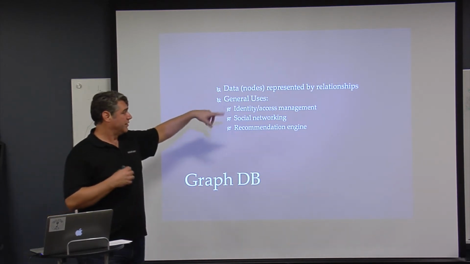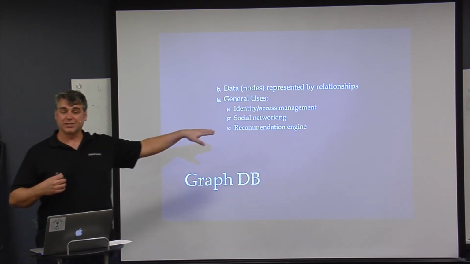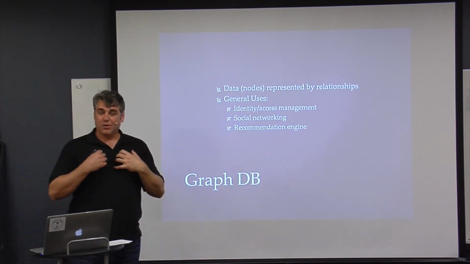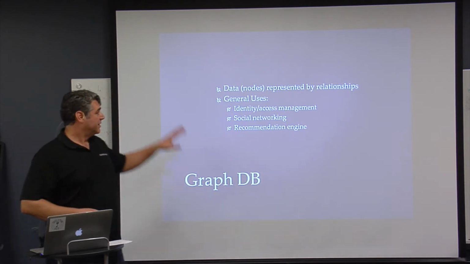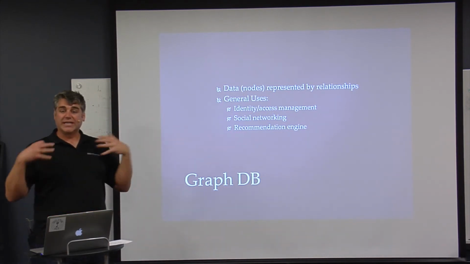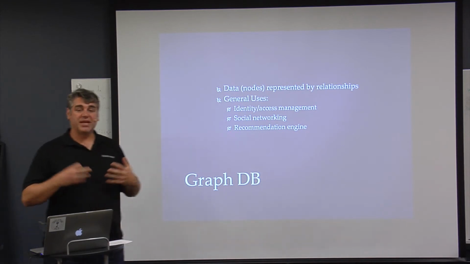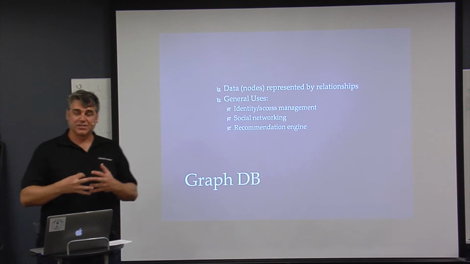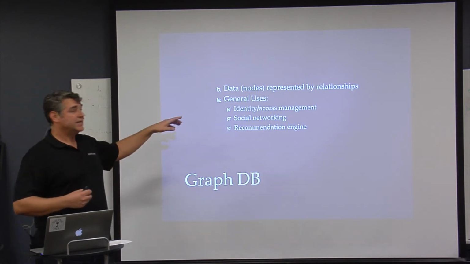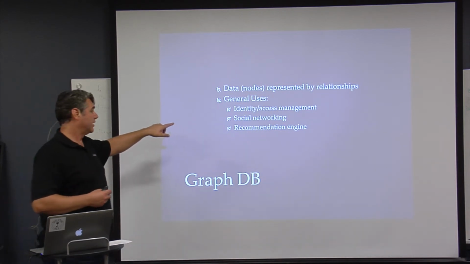The data on each of the nodes is represented through relationships. I am a node, my credit card's a node, I've made transactions, those are the relationships. Graph databases are very good at connecting those, basically being able to find patterns of how things go together. So identity and access management is a great use case.